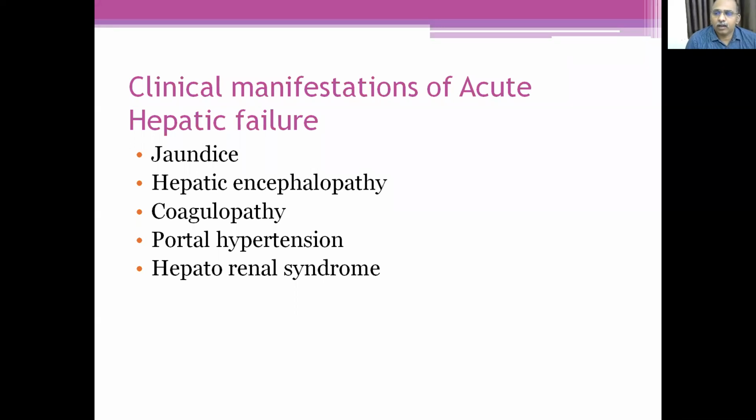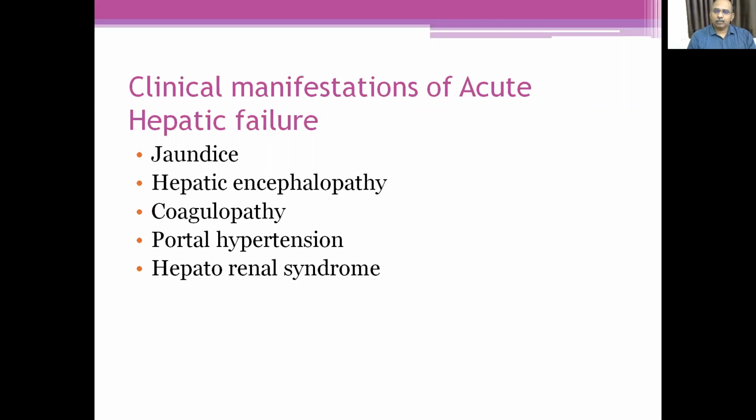Okay, and coagulopathy, because of vitamin K dependent coagulation factors, if we are deficient, it might lead to easy bruisability of the skin or sometimes bleeding. Okay, then the portal hypertension, it is very rare in case of acute liver failure. It is common in chronic liver failure.